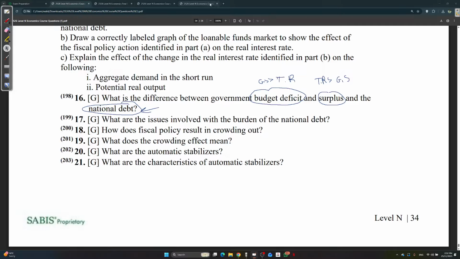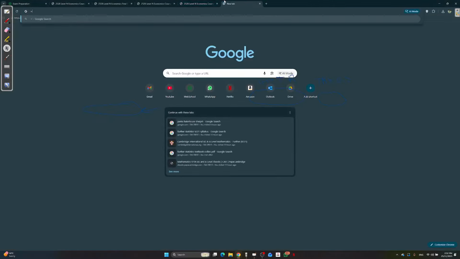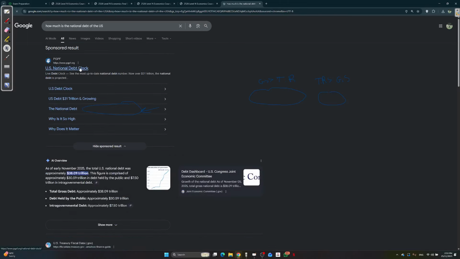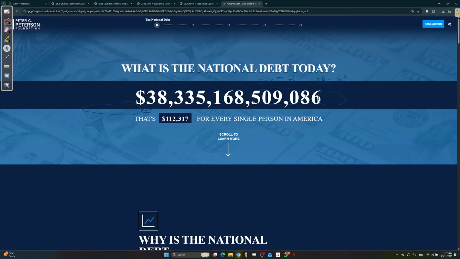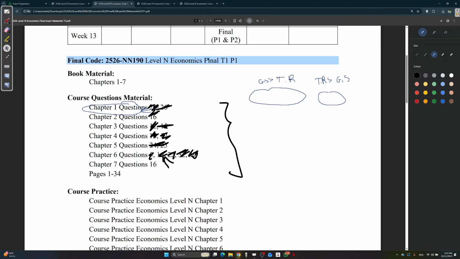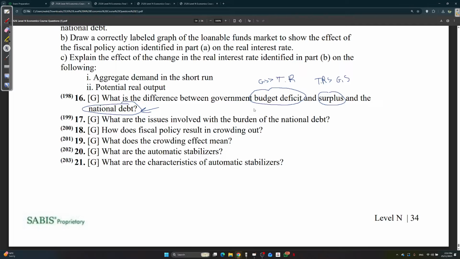Let's Google it. Why not? How much is the national debt of the USA? Let's see this. That's $38 trillion. Okay, all right, let's go back. I'm not going to bother myself with that. Anyways, that's $38 trillion, that's the national debt.